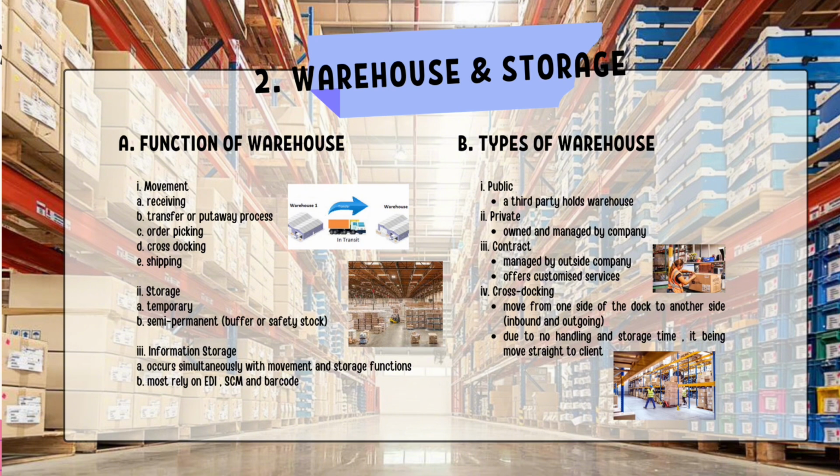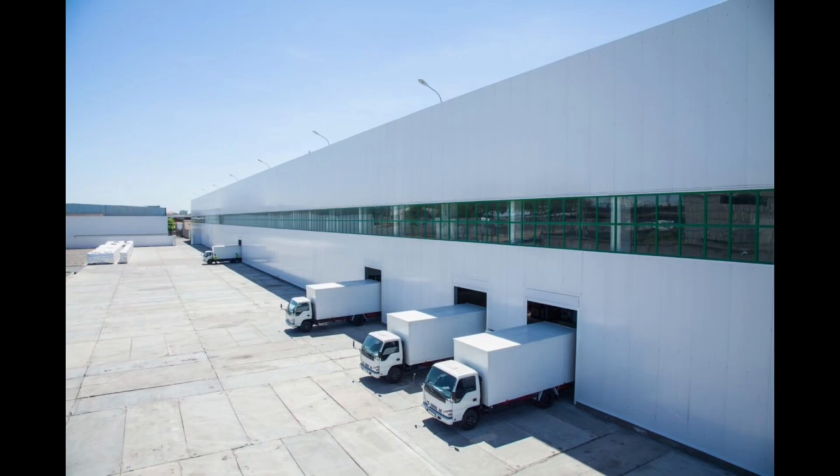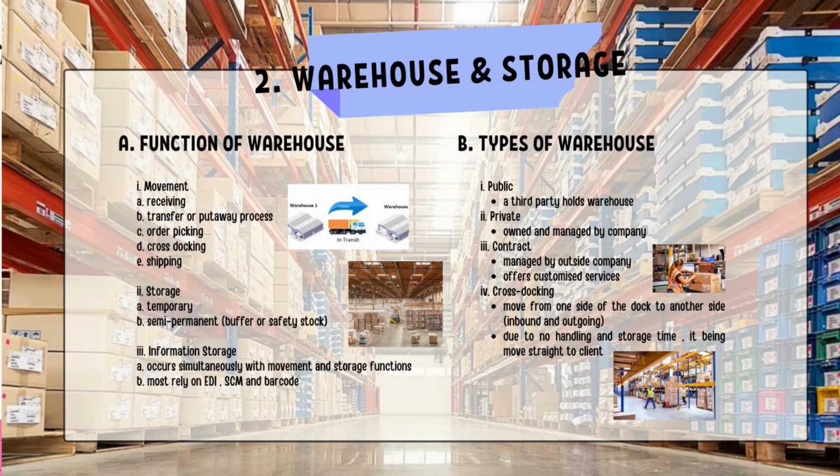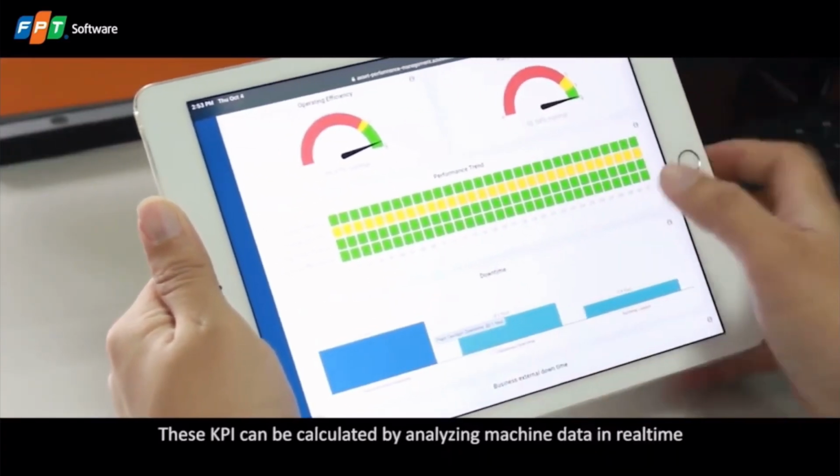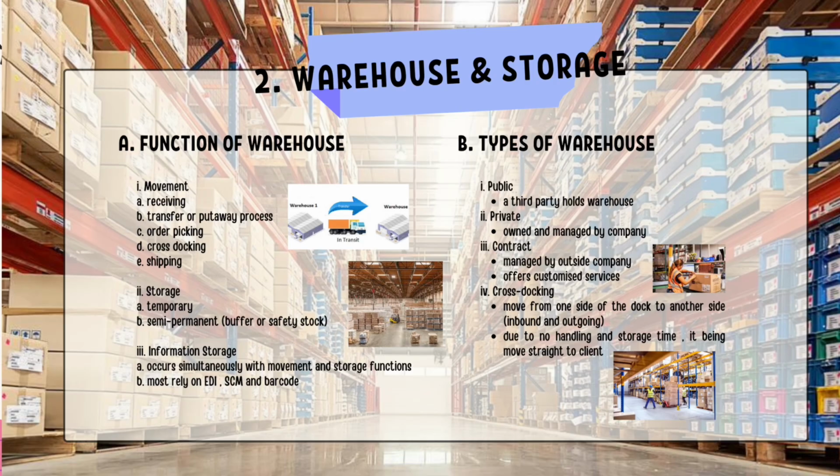For warehouse, there are a few types of warehouse. Number 1 is public. Public warehouse means a third party that will manage the warehouse. This means numerous shippers or owners can use the storage. The company is only required to pay only for spaces needed for this type of warehouse.